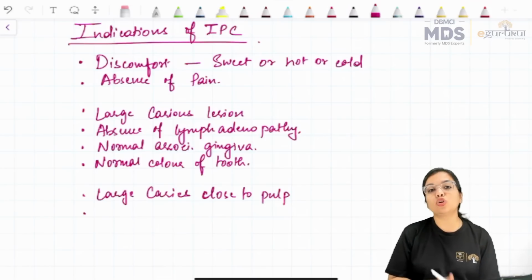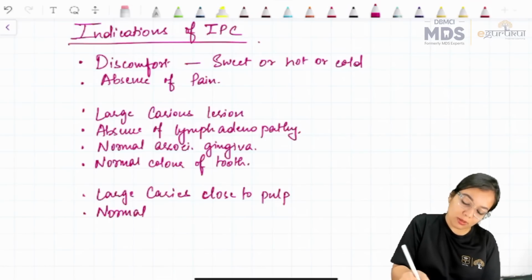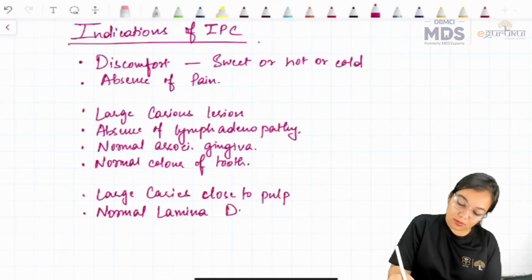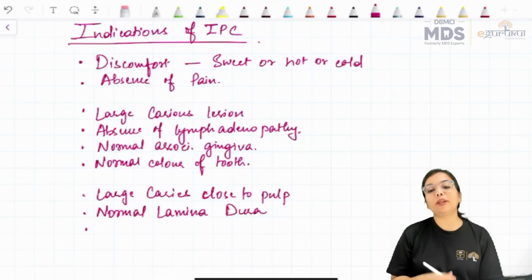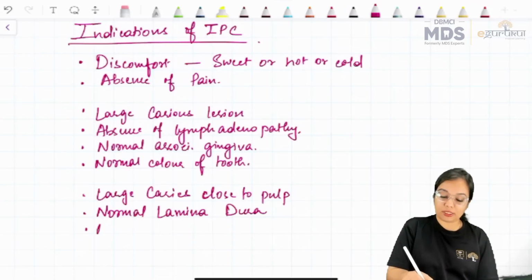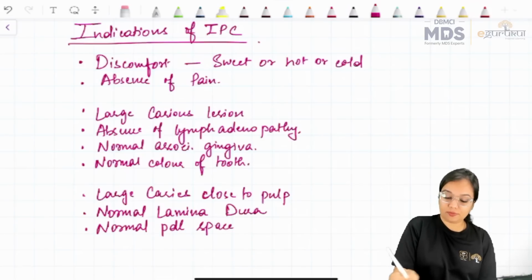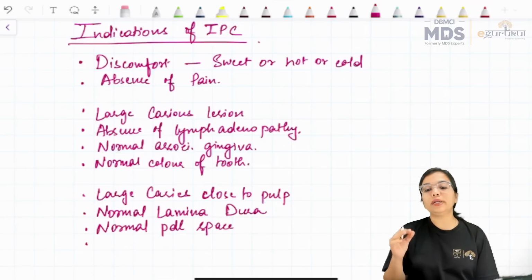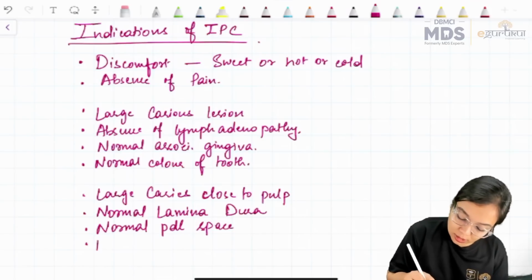Okay, there is normal lamina dura. I am going to show you in the picture what is lamina dura. Then the normal periodontal ligament space is present, the normal PDL space. And then no interradicular or periapical radiolucency.